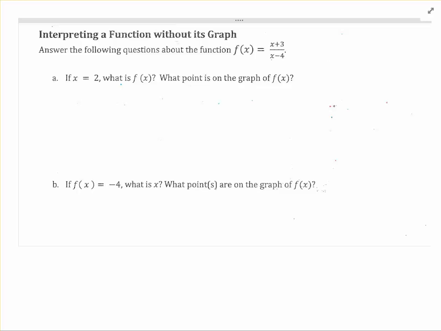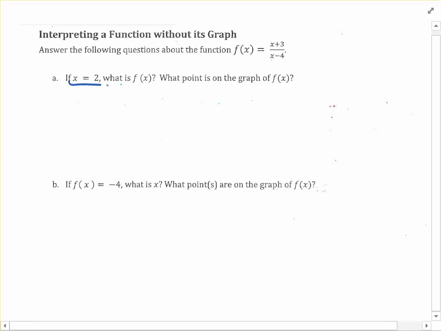Alright, so for part A it says if x is 2, what is f of x? How you want to interpret it is as follows. It's basically asking you to figure out what f of 2 is. And all you'll do for that is take 2 and plug it into all the x's that are in the expression for f of x. So on top you'd have 2 plus 3, and on bottom you'd have 2 minus 4, and we get 5 over negative 2. Okay, so I'm going to write that f of 2 is equal to 5 over negative 2, or negative 5 halves. Alright, so that's the first part of part A.